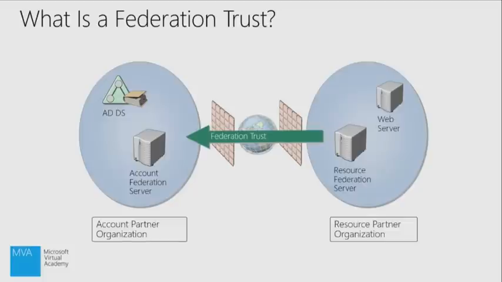It is one way by default. And in this case, in terms of the diagram, an interesting little pointer: the arrows in any diagrams where you see trusts involved point to where the accounts are. The resource partner is trusting in that direction the account partner.